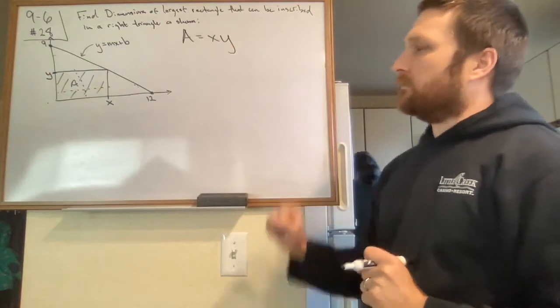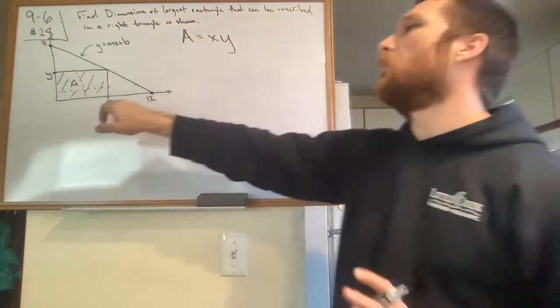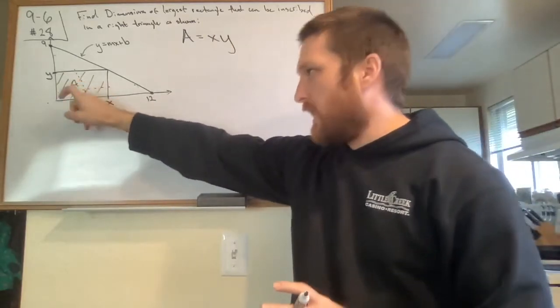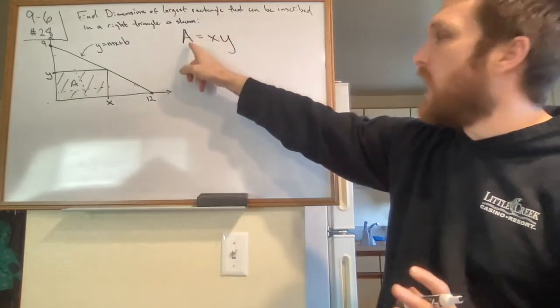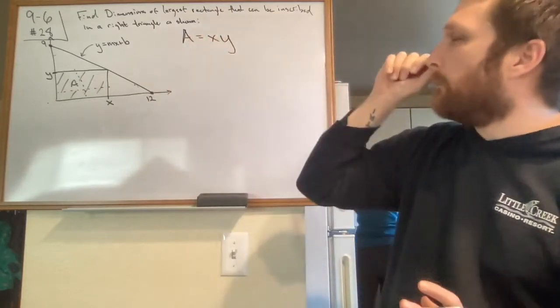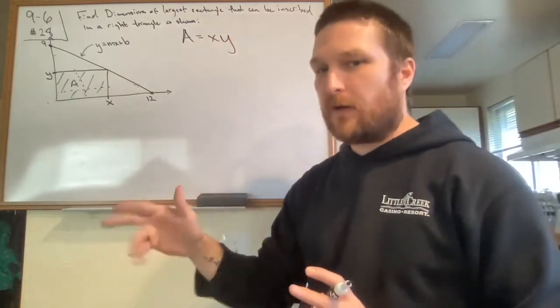Now, okay, we've identified the quantity we want to maximize, that's A. We have a function which gives us A, area, as an output. The problem is we have two variables. We don't know how to deal with two variables.